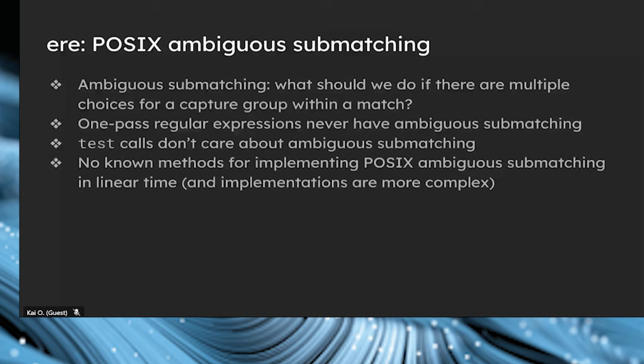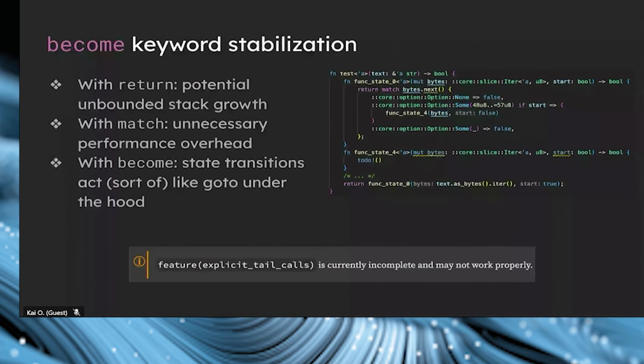So that's something I'm still working on. Another thing I'm still working on is the become keyword stabilization, which I mentioned earlier. It essentially can allow these functions to act like gotos to each other instead of having to either rematch the current state every loop, or, depending on what the compiler decides to do, have unbounded stack growth.